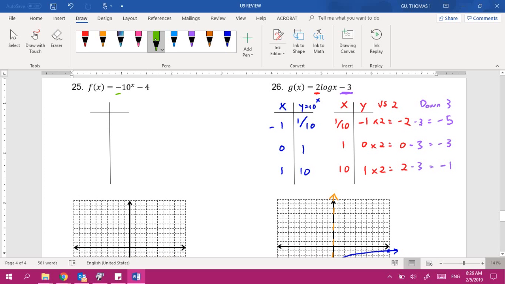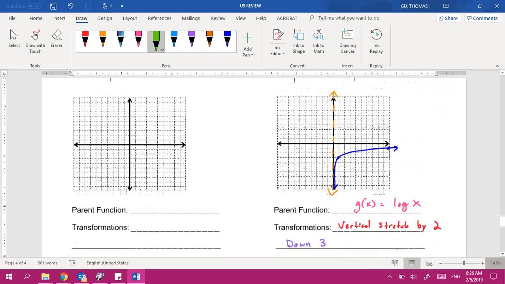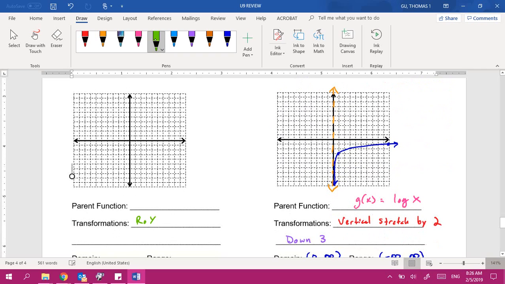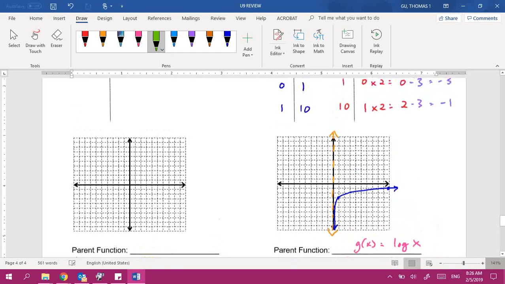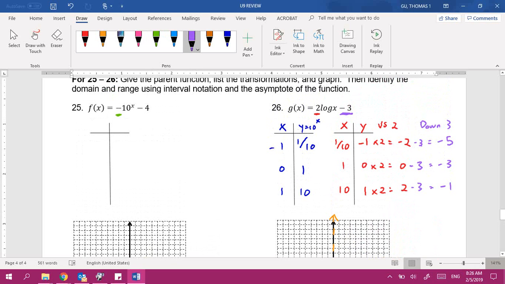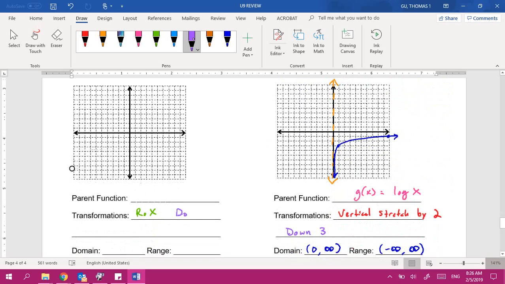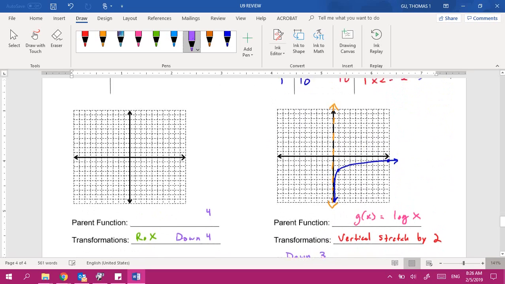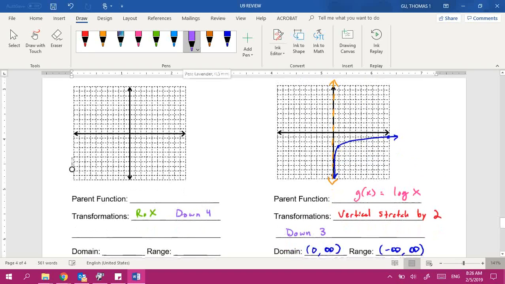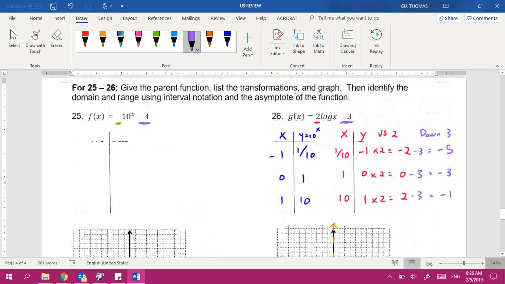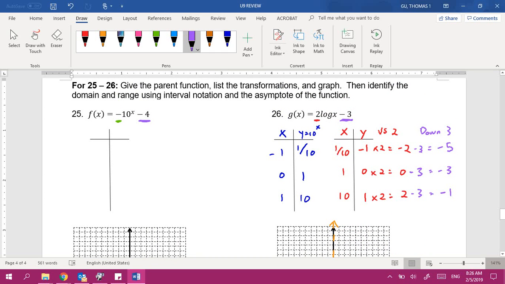Reflect over x, right? The negative sign in the front tells you to reflect over the x-axis. All right, and what is the other transformation you see here? Down 4. That's right, down 4. So that's right there. If you recognize where the transformations are, notice I've highlighted the transformations, right? Whatever's left, that's your parent function, because the parent function is your function without transformations, right?